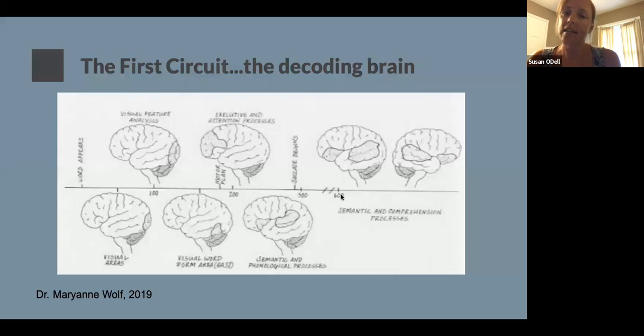And within the next 600 milliseconds, we see that the phonological area is still activated, but now we see activation in the meaning area or the semantic processes of the brain. And on the right side of the brain, we see more activation to be able to execute comprehension processes.